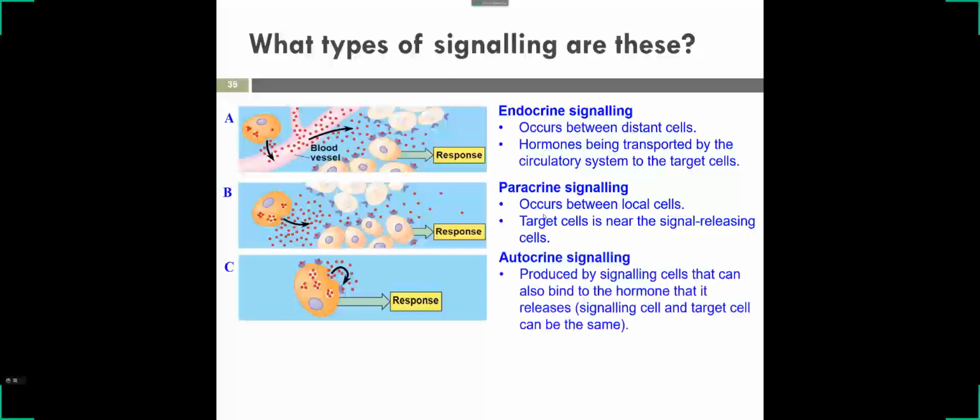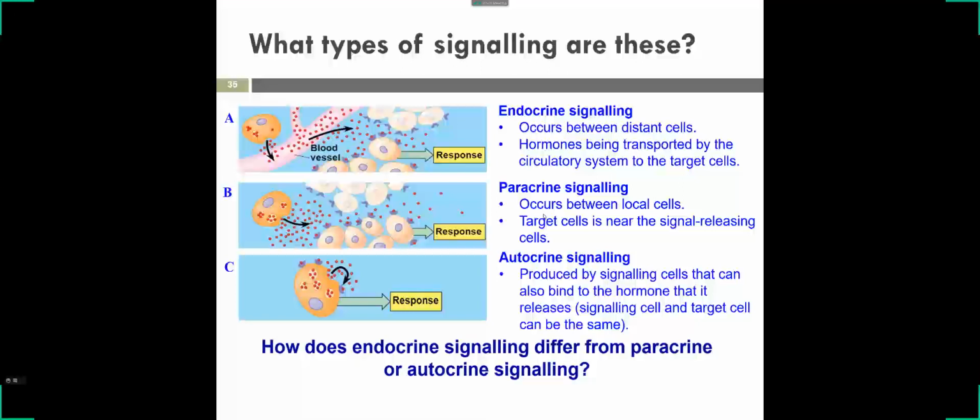And this is an example of autocrine signaling, where the hormone is released, binds to its proper cell, and alters a response on its own cell. So again, you should be able to explain to me the different types of signaling and how endocrine signaling is typically different from paracrine and autocrine signaling.